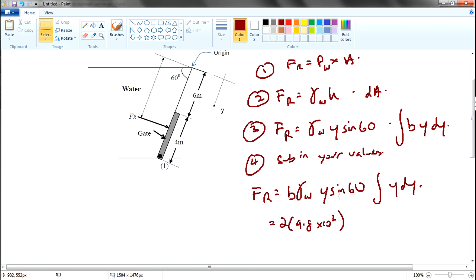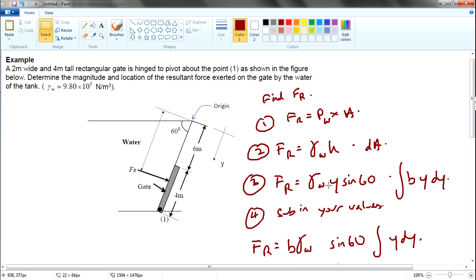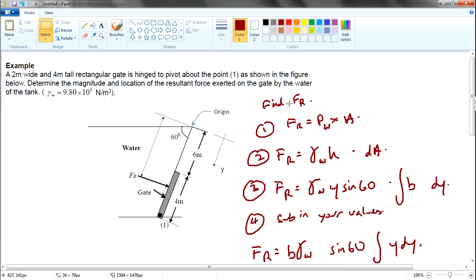This problem says you have to find F r. F r equals the water pressure times the area itself. If you expand this portion, this is the specific weight of the water times h multiplied by a small change of area, dA. The area itself is the plane, this area, if it's 3D.